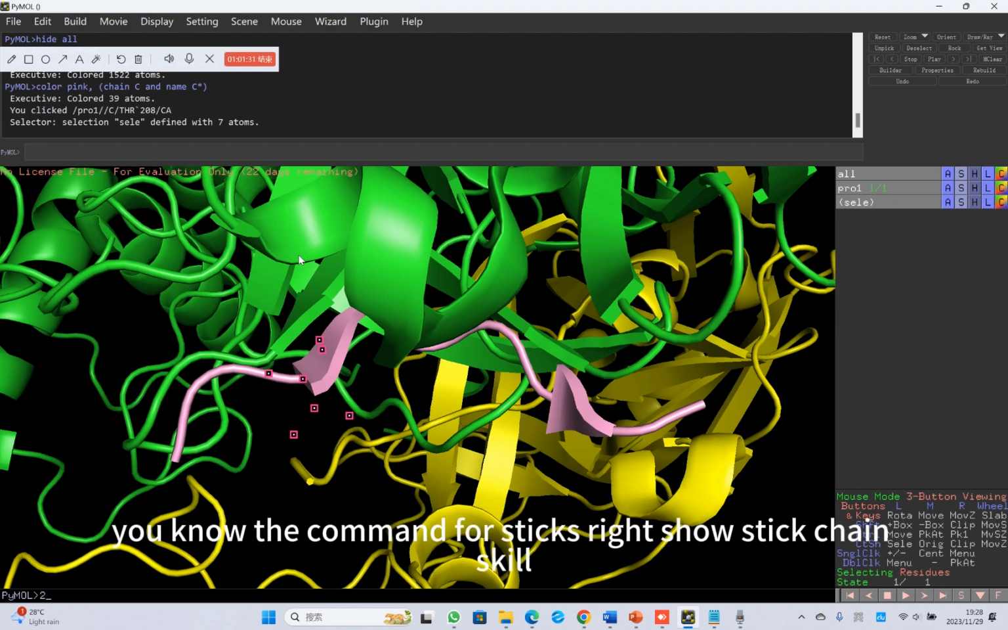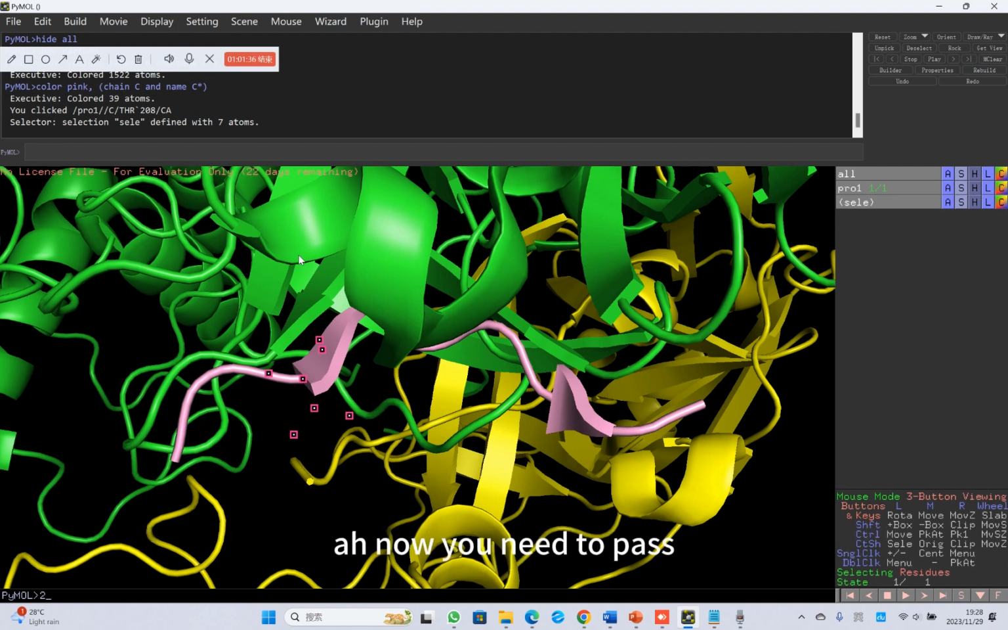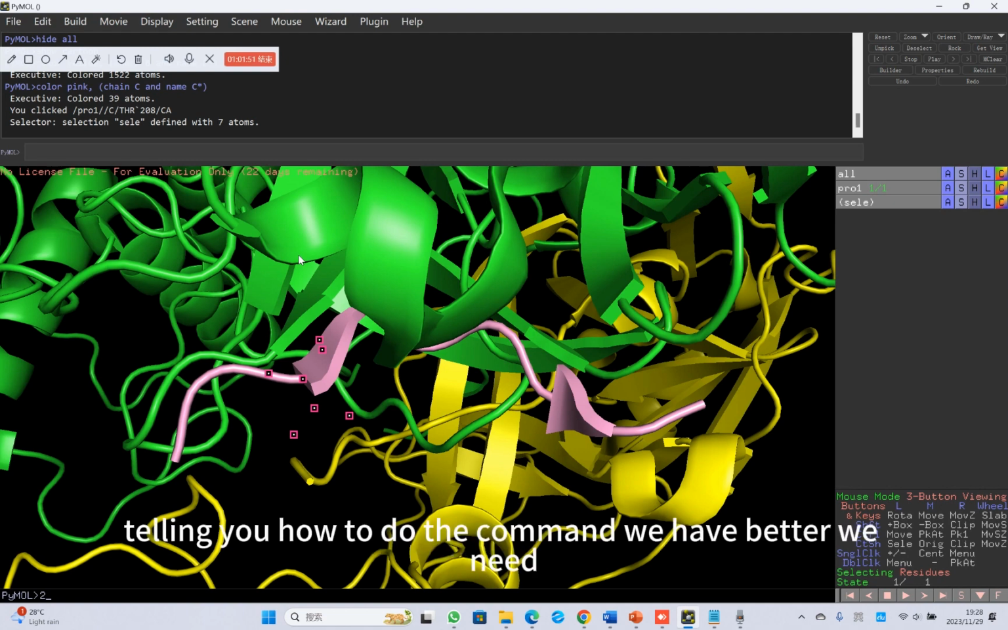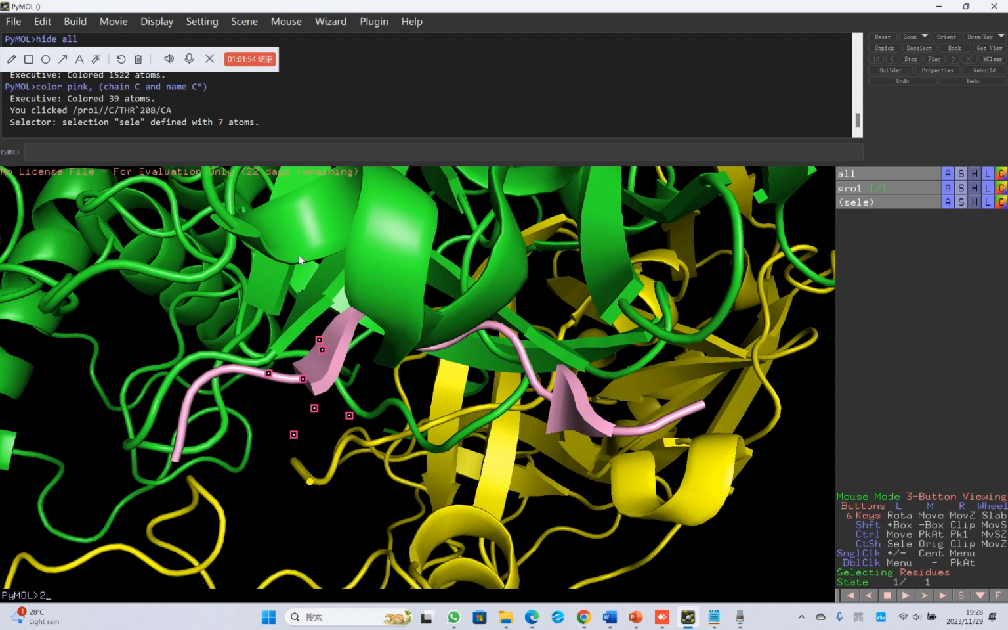You know the command for sticks, right? Show sticks, change stick. Now you need to show the stick side, if not you cannot keep it, because the structure is only alpha, helix, and loop. So can you show sticks? Show sticks without me telling you how to do the command; we have learned it already just a few minutes ago. Yes, okay, good.